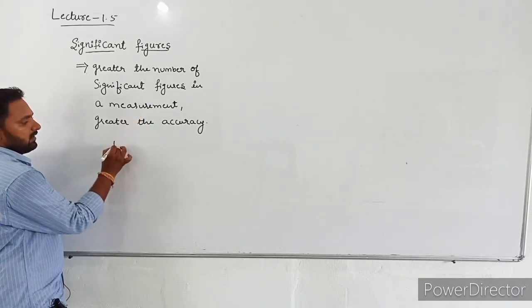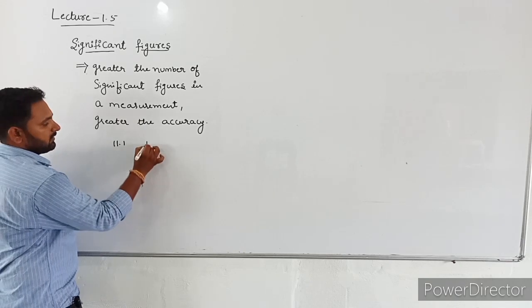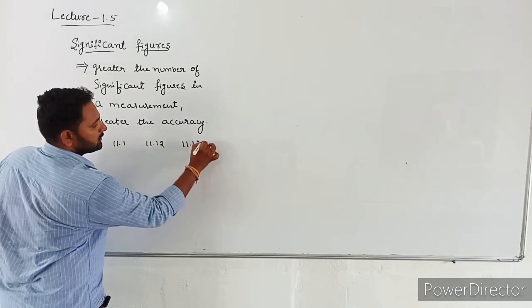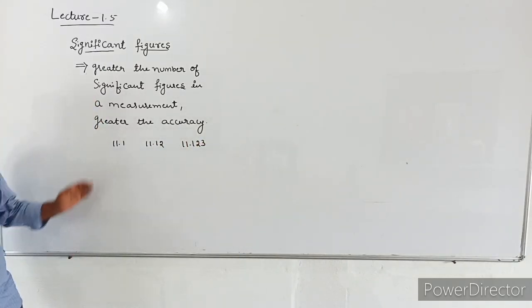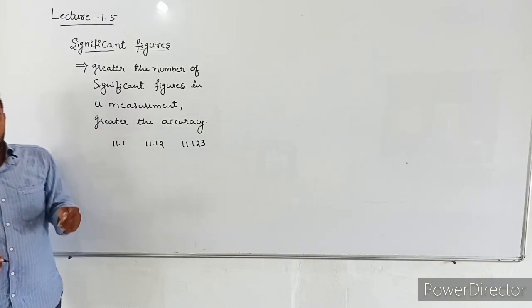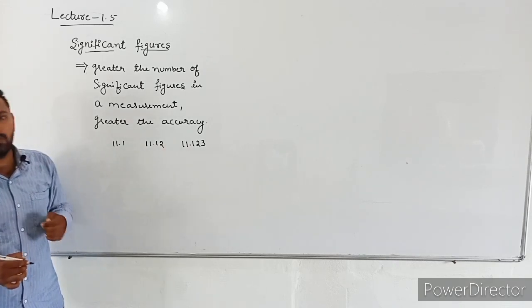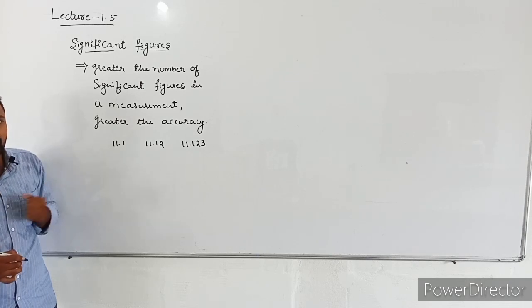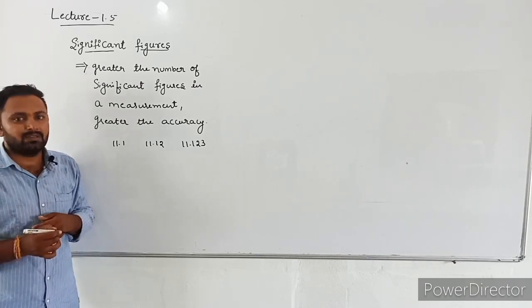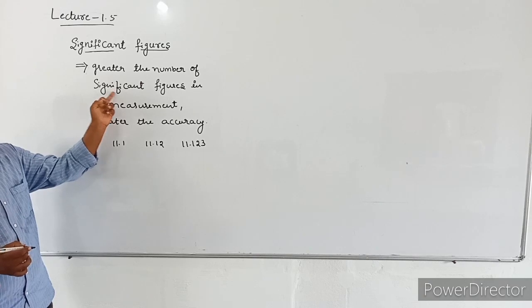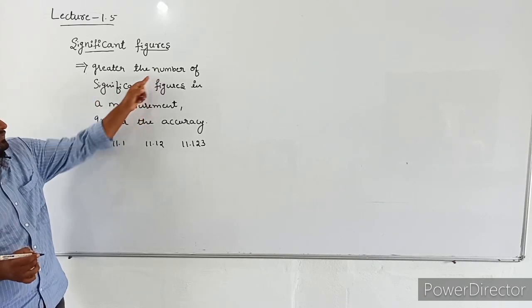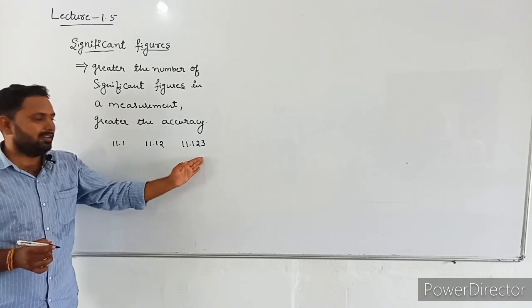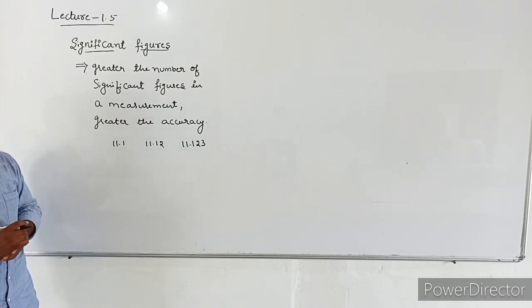For example, 11.1, 11.12, 11.123. Here there are three measurements. In these three measurements, which is the most accurate number and which is the least accurate number, how can we find out? It depends on the number of significant figures. We can find out which is the most accurate value and which is the least accurate value.